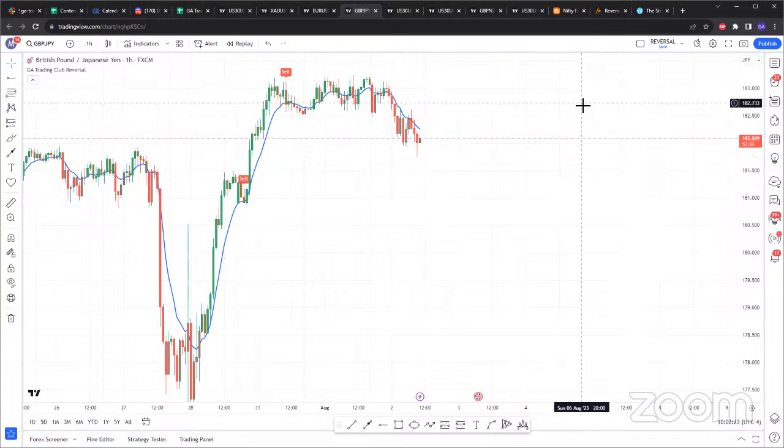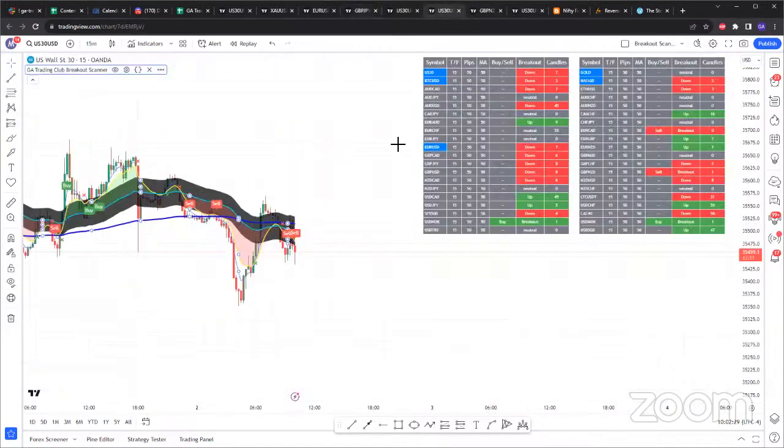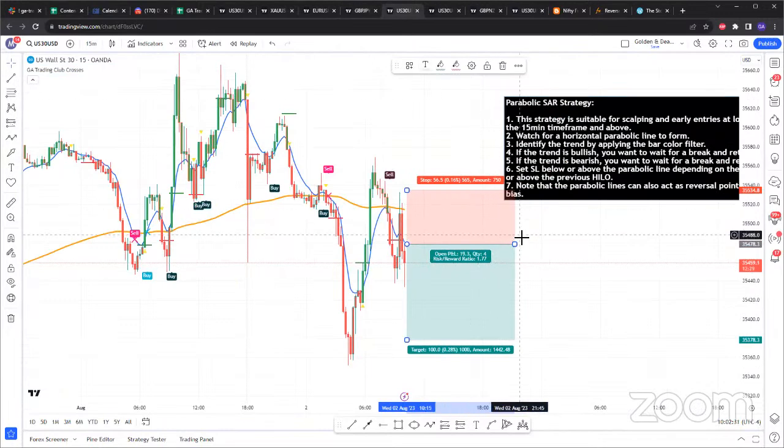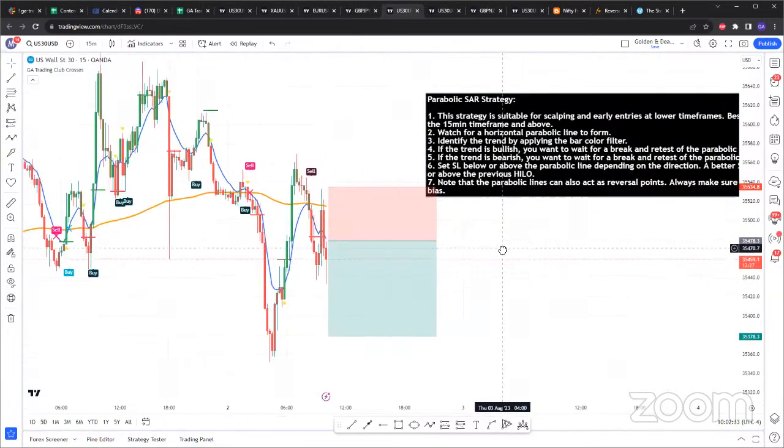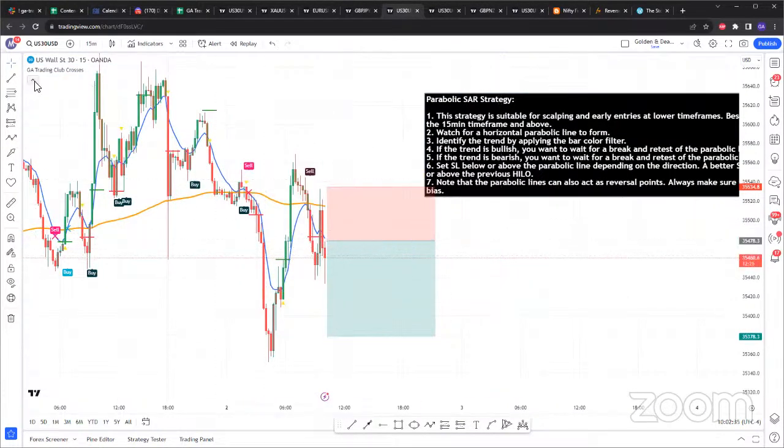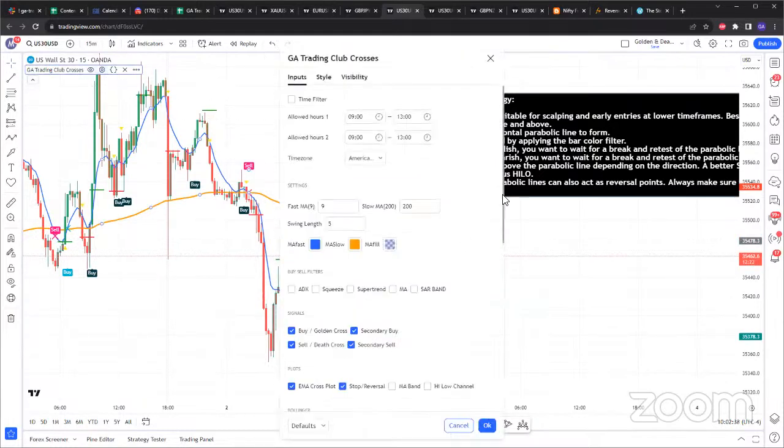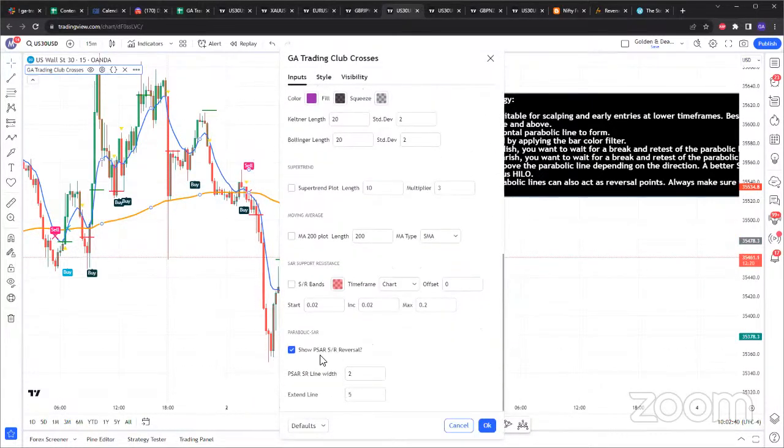Yeah, I had a question about the cross indicator. I'm not having the, I don't know how you call it, these red and green lines. Okay, do you have this option right here, show PSAR, S&R reversal?